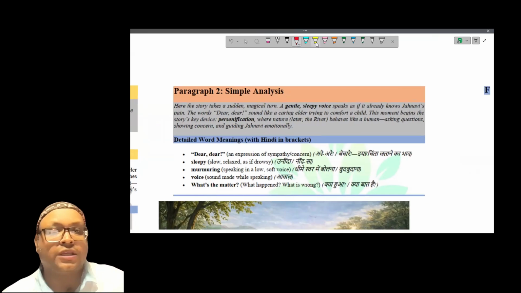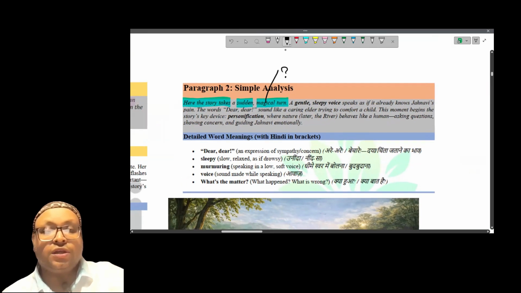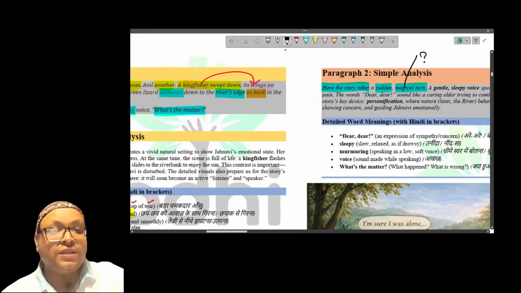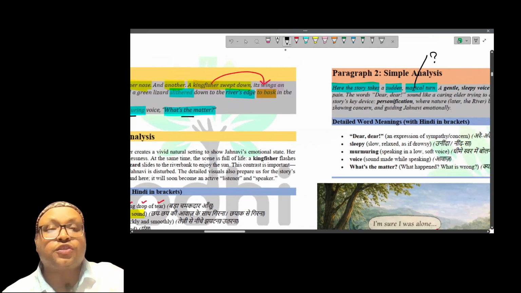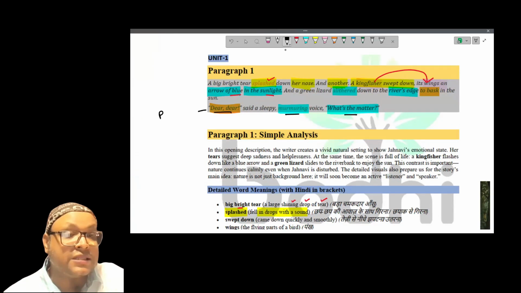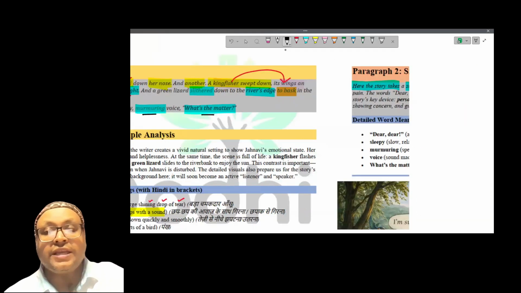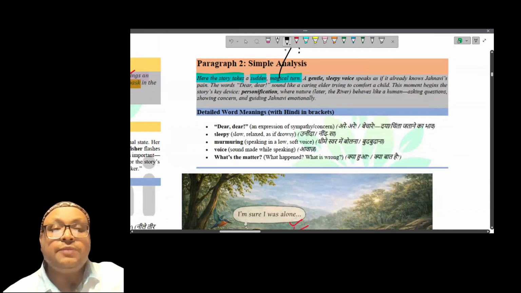Please open your book so that you get para 2 properly here. Look at it. Here the story takes a sudden magical turn. Why magical? Why is the turn a magical one? Magical only because this particular river is talking right now. When this sentence comes, dear, dear, murmuring the voice, what is the matter? Nobody expects a river to talk. And I already told you earlier, this is an example of personification, right? We have discussed it already. Now take a look at here. And it's a sleepy kind of voice, right? What kind of sleepy voice?